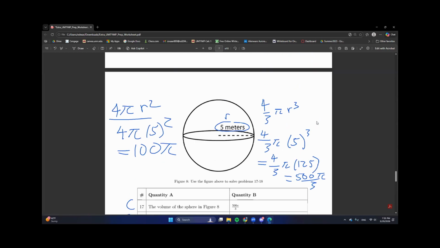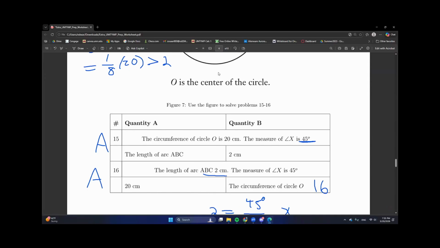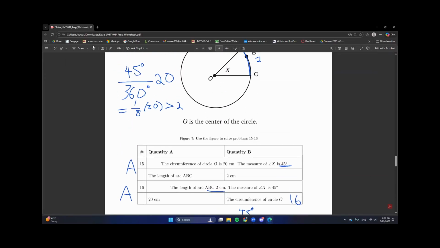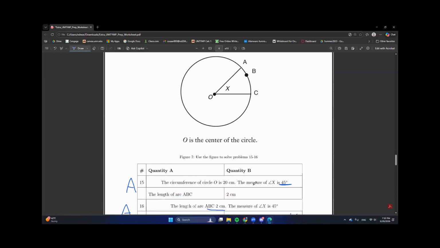Let's do that. So if you guys want me to go over any questions again, just put it in the chat and I'll do it. So 15 and 12, I see. For 15, I'll just erase all of this. So we're given the circumference of the circle is 20 centimeters, and we want to find the length of this arc right here, which I'm highlighting in blue.